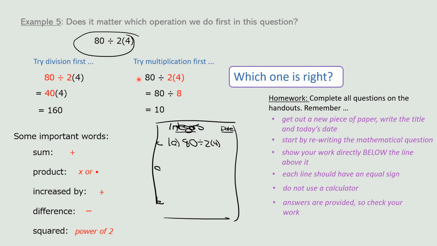The answers are provided, so check your work. That's what they're for. It's to find out if you had this question and you wrote down 10, you look at the answer and you see it's 160, you know you made a mistake. Please check your work. Don't assume you're right. You may have forgotten how to do some math, so please check your work. And don't just write out the answers for every question without showing work. You need to show me work.